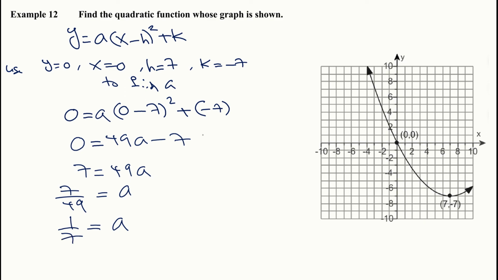So now I'm ready to write the equation of the quadratic function. f of x equals a, which is 1/7, times (x minus h, which is 7) squared, plus -7, which I can just write as minus 7. There you go. That's how you would handle a problem like that. All right.